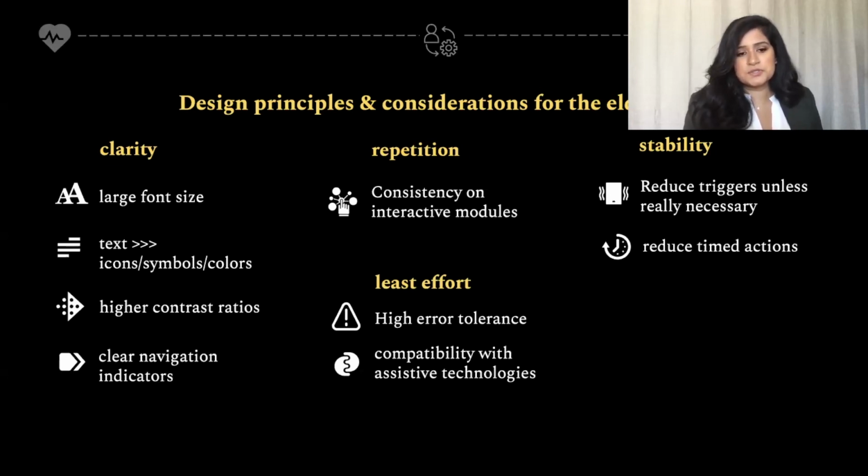Thirdly, you also want to consider using higher contrast ratios, and this comes from an accessibility requirement where people in this age group might tend to be partially or completely colorblind. So how can you create an application that has higher contrast ratios that makes it easier for people to see different patterns? And then lastly, having clear navigation indicators.